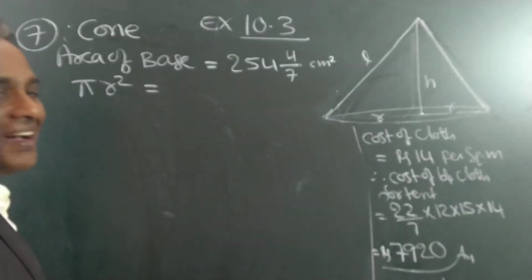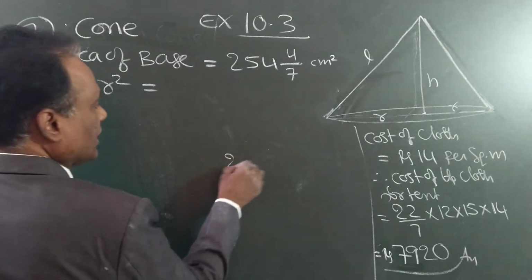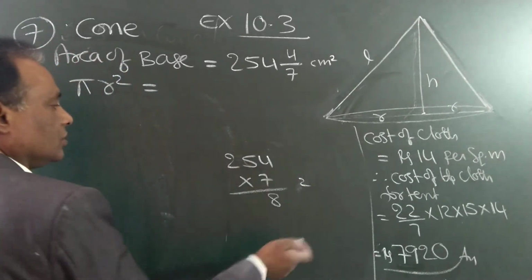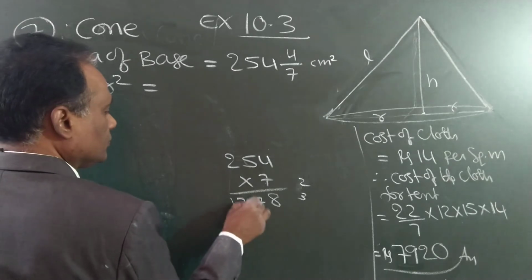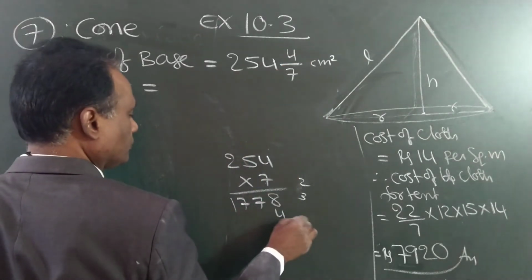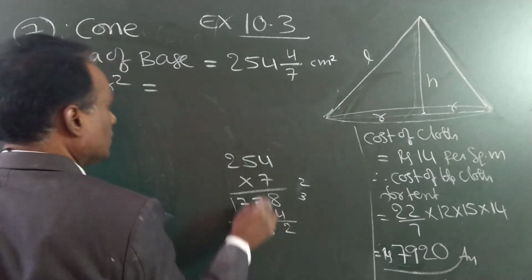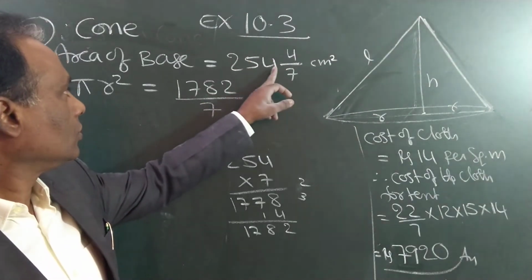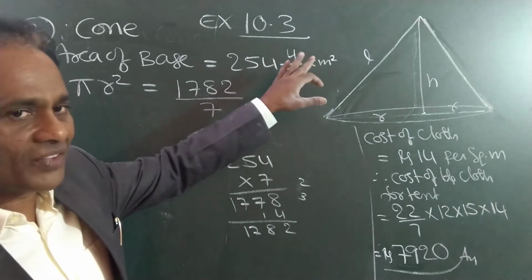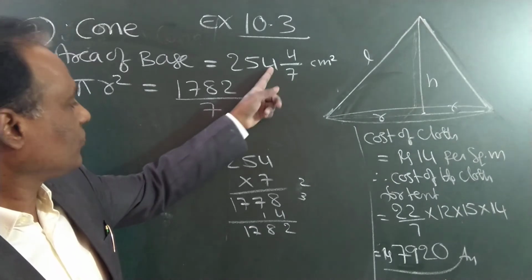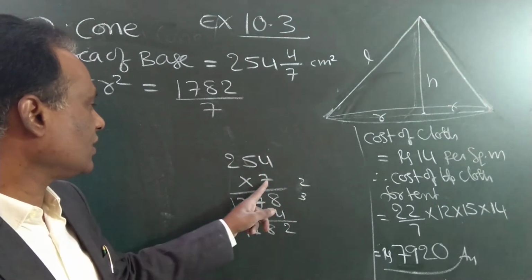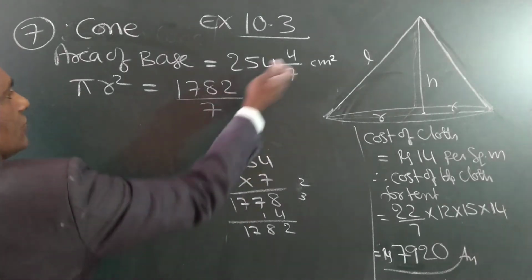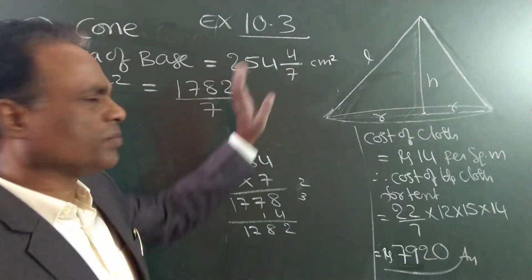You convert it into an improper fraction, 254 into 7. See here students, 254 into 7, plus 4. This into this plus 4, that is the way of converting the mixed fraction into an improper fraction. 7 4s are 28, plus 2, 30... 7 5s are 35 plus 2, 37... 7 2s are 14 plus 3, 17. 1782 by 7. This mixed fraction changed into an improper fraction because we can't do any simplification with the mixed fraction.